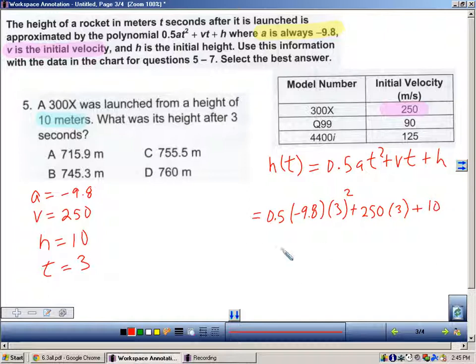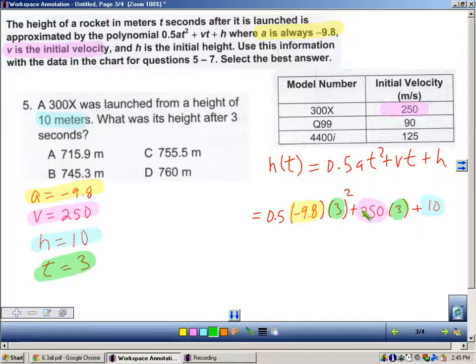So just so that we're not too confused, I'm going to color code this. The acceleration a is 9.8 meters per second squared. It's this number here. The velocity is 250. This number here. See it? The height is here. And then the last value here is the time in seconds, which is here.